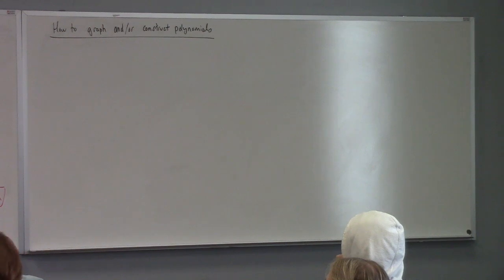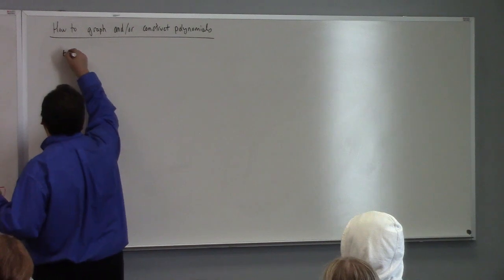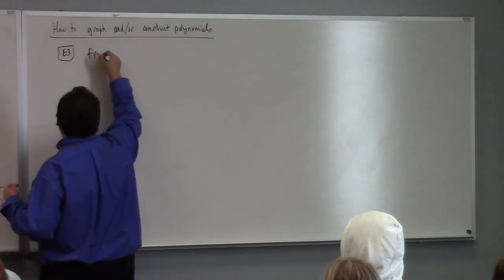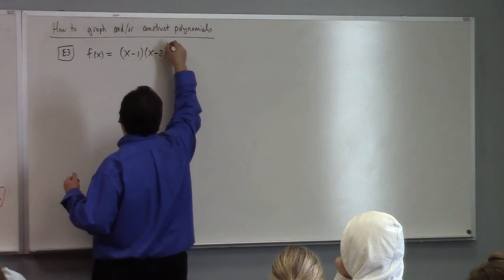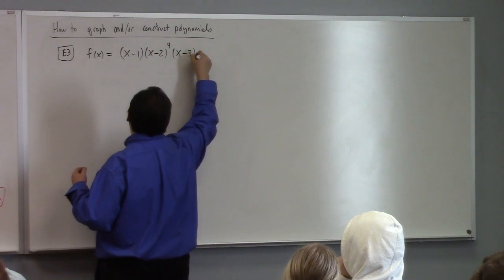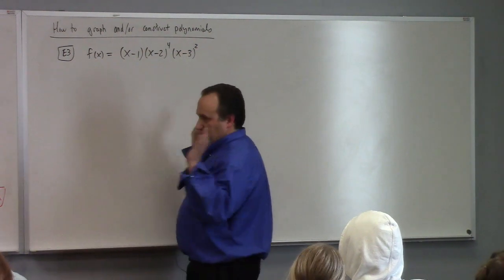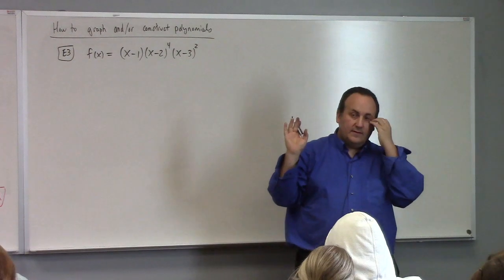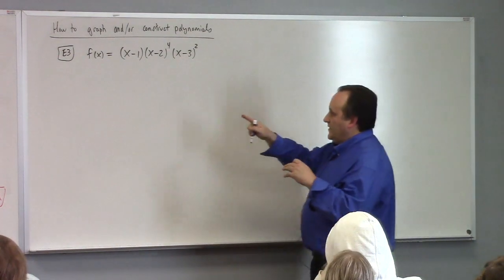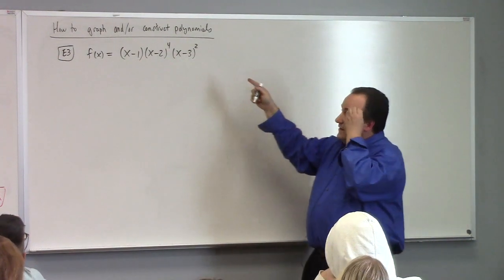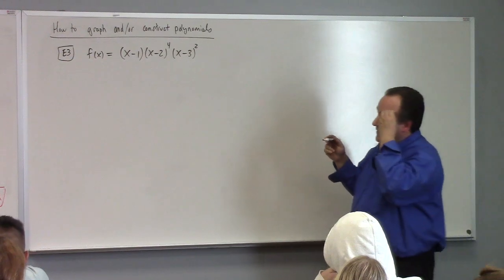So multiplicity of a factor is like how many times you have it in a row. It's best to show you by example. So like example 3, if I had f of x equal to x minus 1 times x minus 2 to the 4th power times x minus 3 squared, then this has 3 distinct factors. It has the factor x minus 1, x minus 2, and x minus 3. Zeros are 1, 2, and 3.